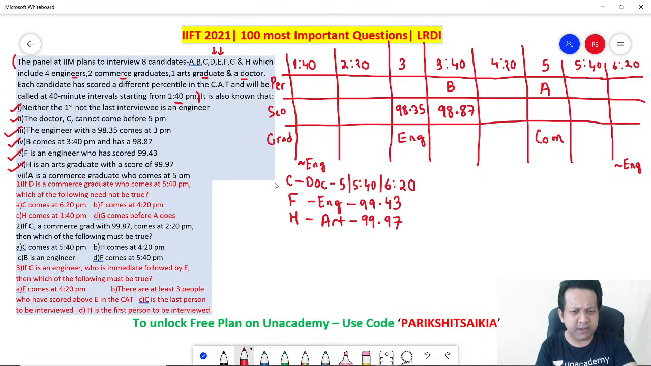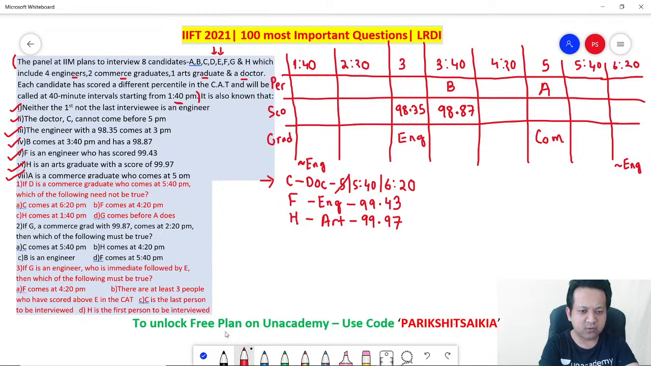Now first thing, immediately you can look at C. What about C? Remember, C comes not before 5 p.m. So we said he comes at either 5, 5:40 or 6:20. But now we know A is coming at 5 p.m. So C definitely cannot be coming at 5. So he must be coming either at 5:40 or at 6:20. So all the points have been taken care of.